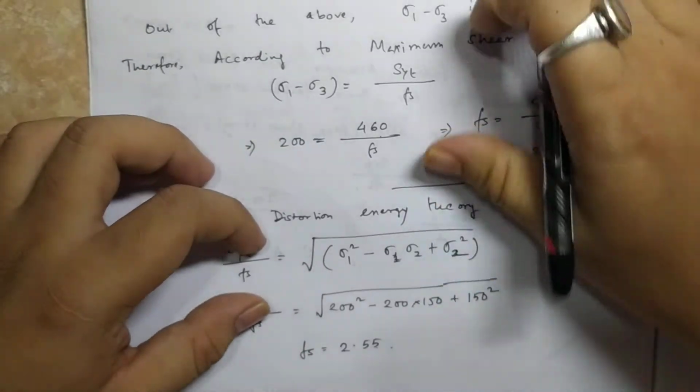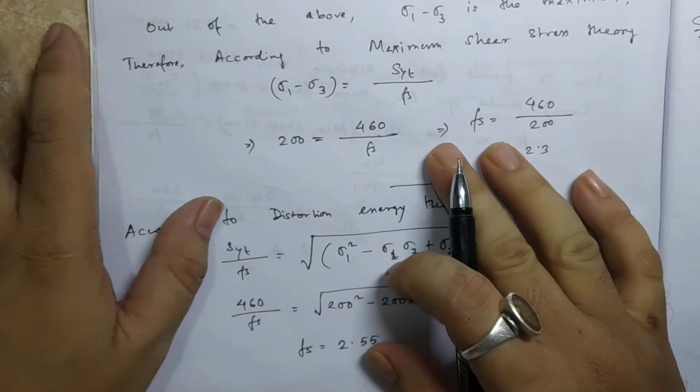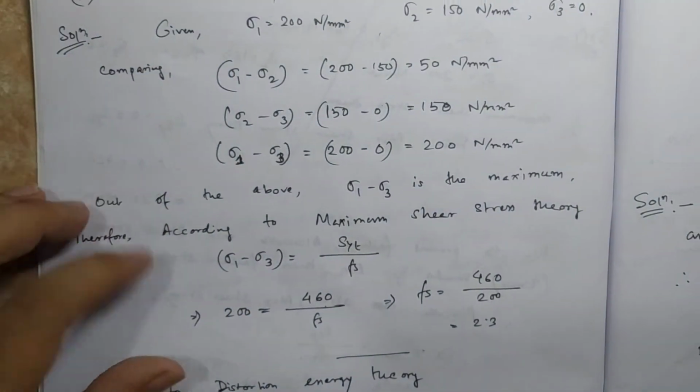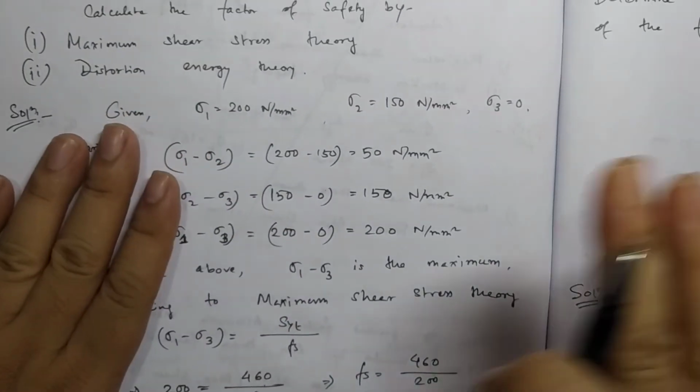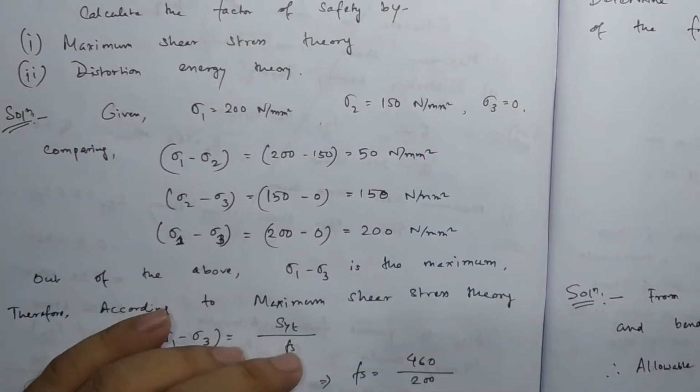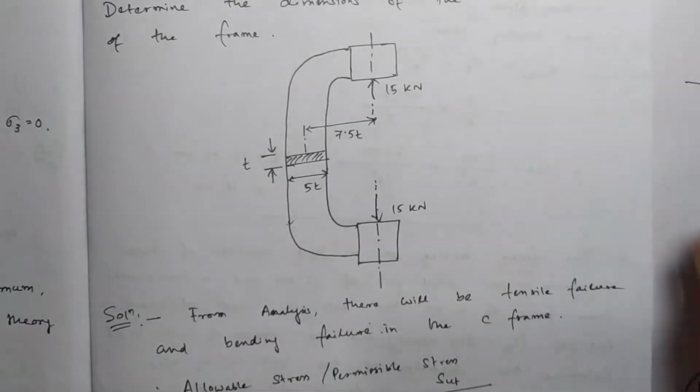Understand? So this is the problem, the application of the theories of failure, just to find out a suitable factor of safety. This is one example. Okay, let's continue to the next problem. We'll solve a few more problems.